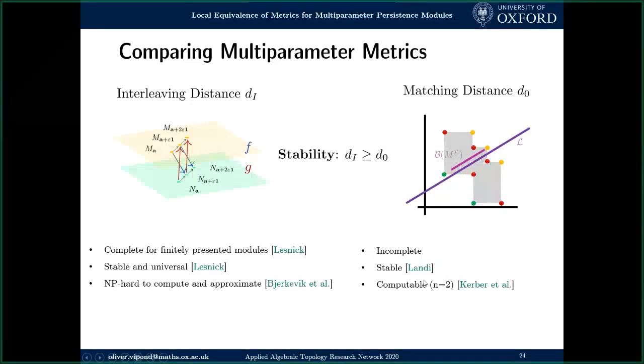So Kerber and collaborators showed that there's a polynomial time algorithm to compute exactly the matching distance between two 2-parameter multi-parameter persistence modules. And so if we're interested in applications, this matching distance is more appropriate. The only downside is that we don't have this nice theoretical guarantee that we had in the interleaving distance case. So the idea of this work is to try and recover a nice theoretical guarantee on the matching distance in comparison to this interleaving distance.